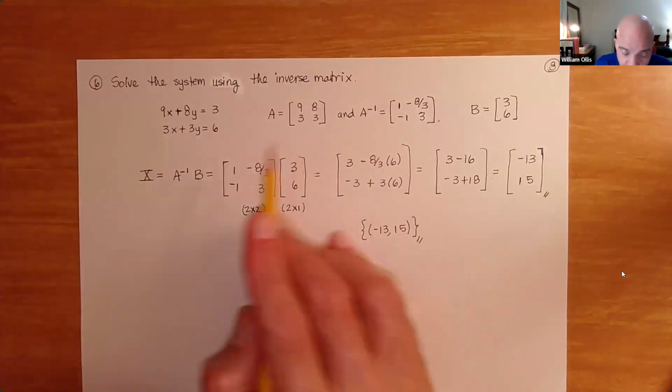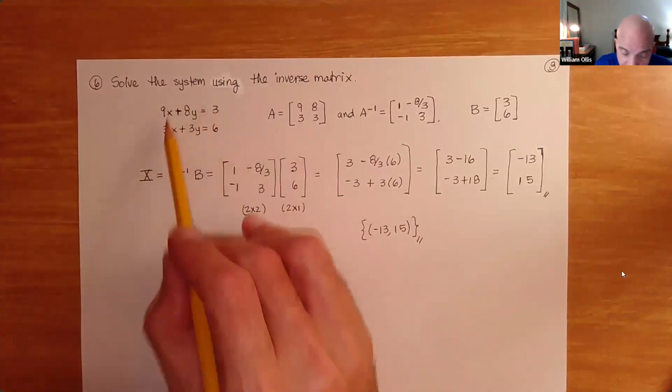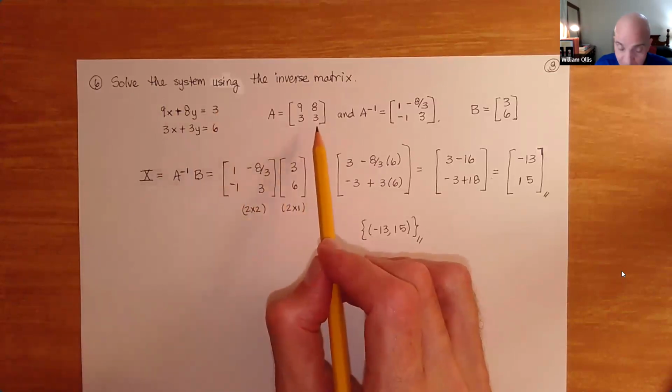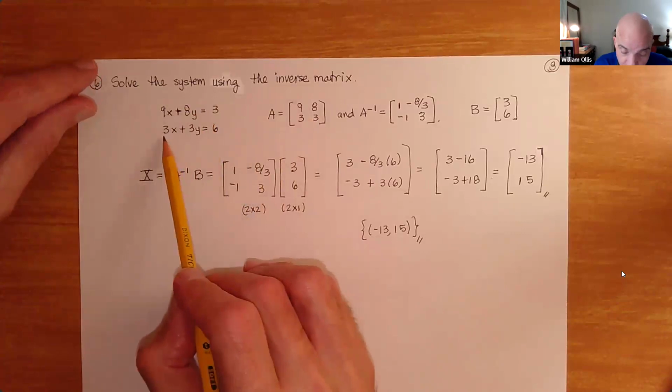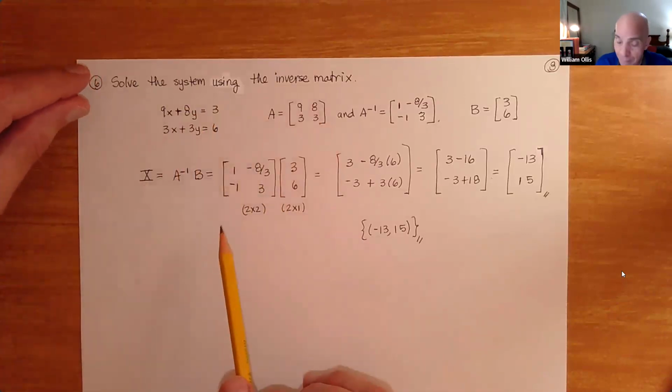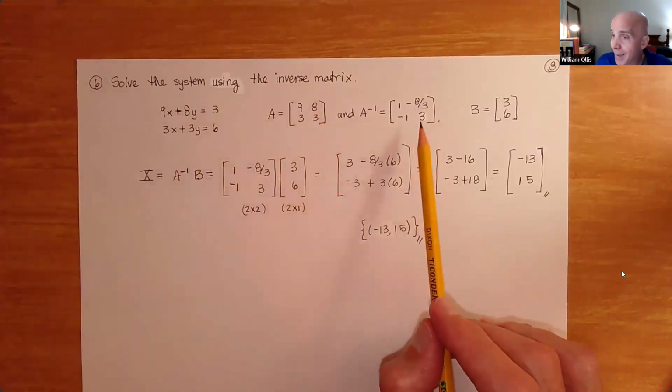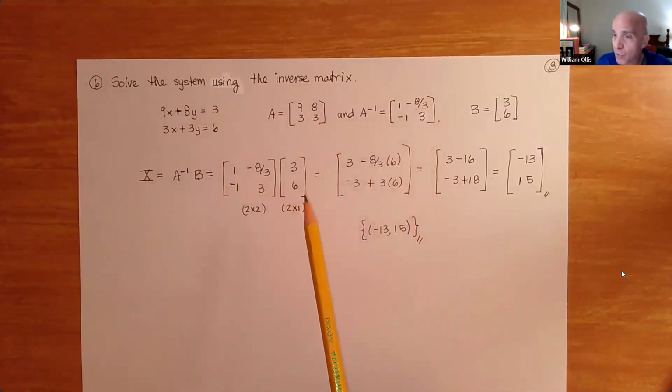Now, if we break this down and get rid of the X and the Y, at least to write matrix A, we have a coefficient matrix 9, 8, 3, 3 for A. Now, the problem actually gives us the inverse matrix of A.